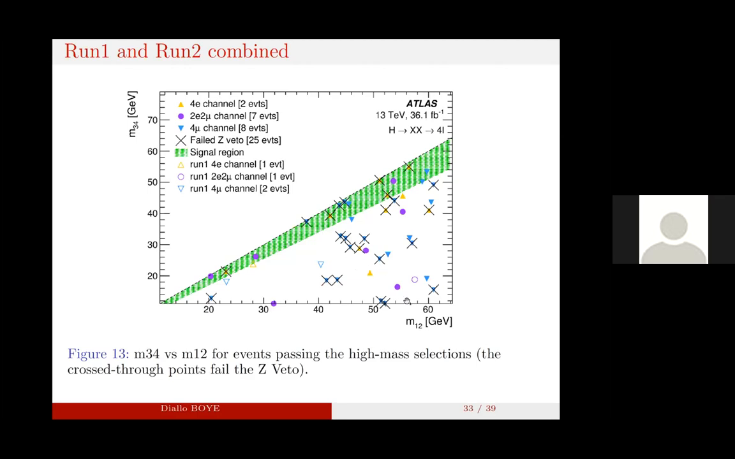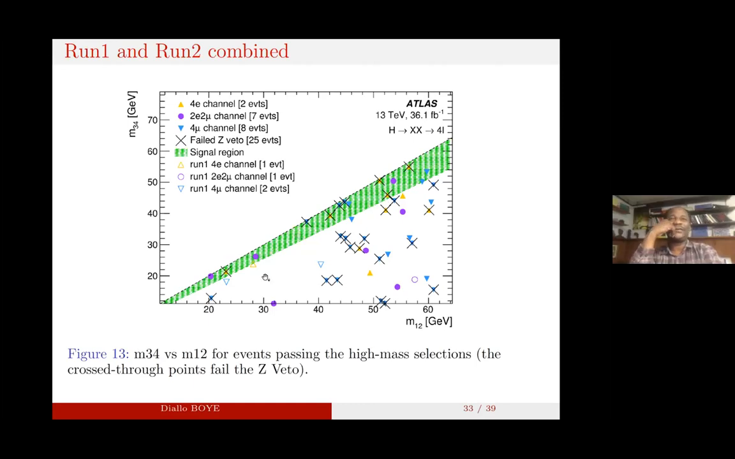Okay, Diallo, can you explain that green band? Yeah, so this green band is what you get if you apply our signal region cut, which is on M34 over M12. In our analysis, we are only considering the events which fall in this green band, which corresponds to our signal region.